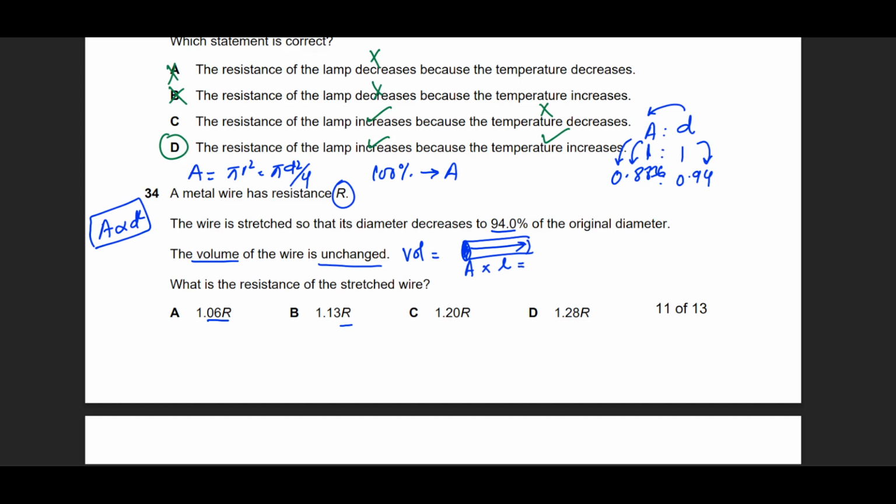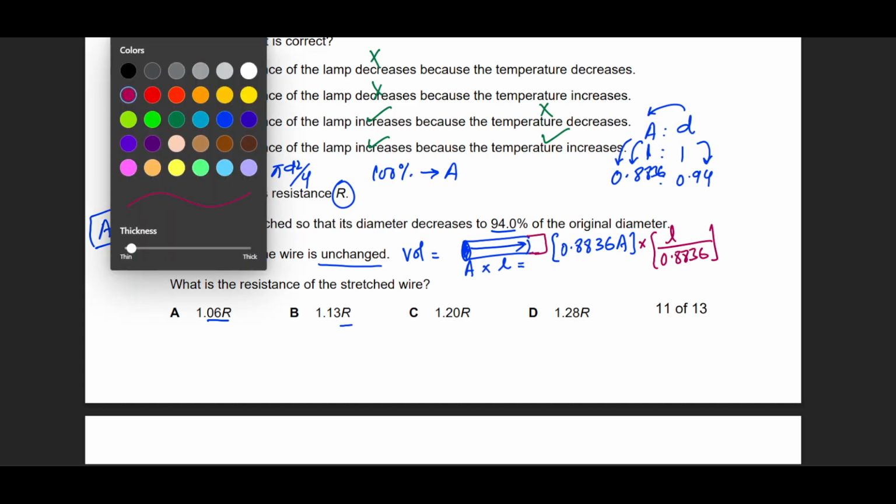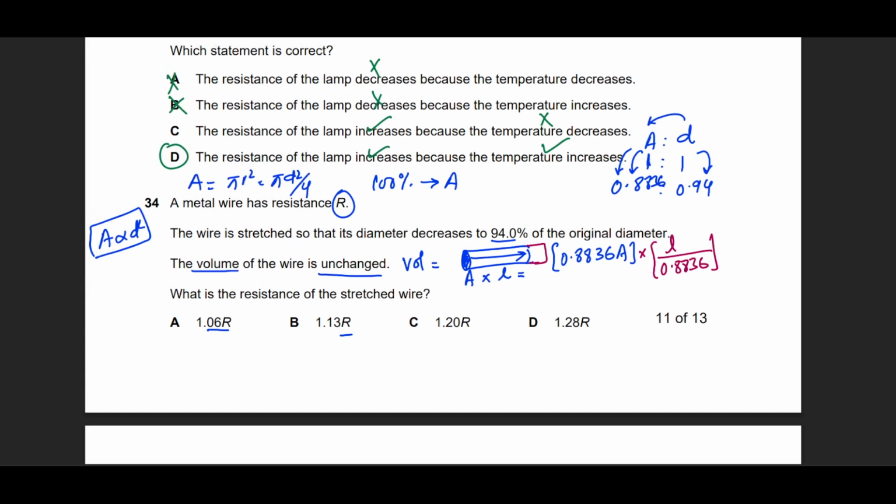Now I have established that I have reduced the cross-sectional area to 88%. What should I do with length? How should the length have changed so that this would have been compensated? My mind tells me that I should divide this with a similar number, 0.8836, so that when I actually calculate this, I end up with the same answer. You see, this will be cancelled with this, and I'm going to end up with AL again, which was my original volume. Okay, seems plausible.